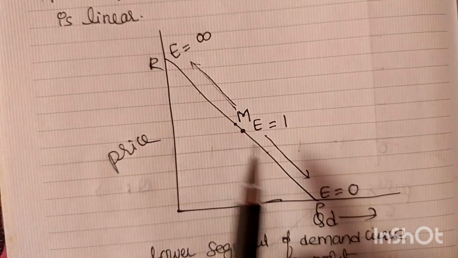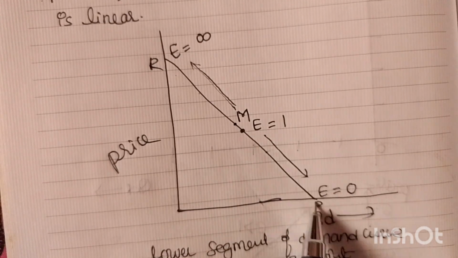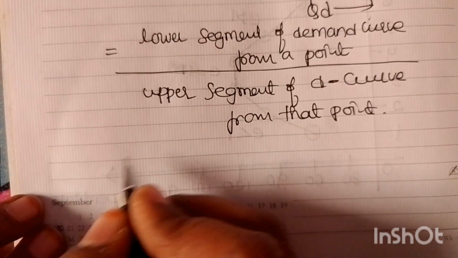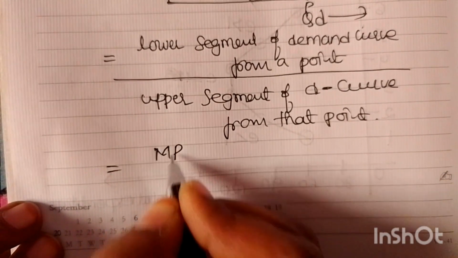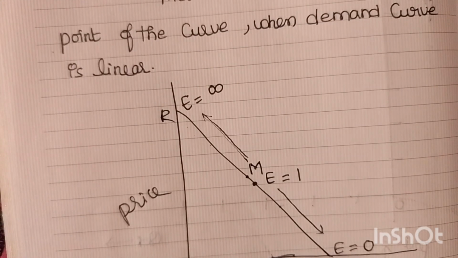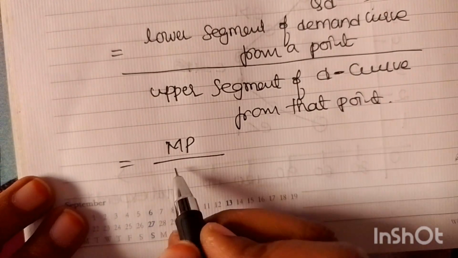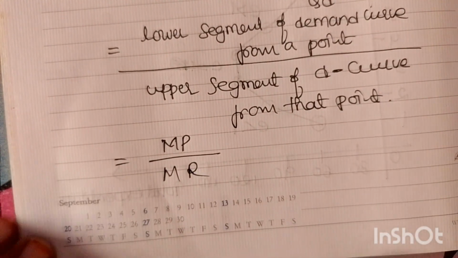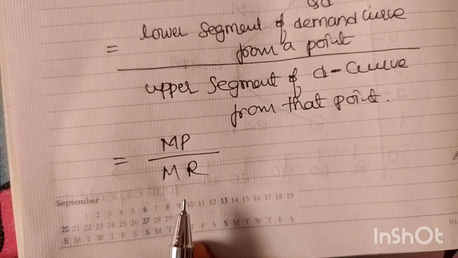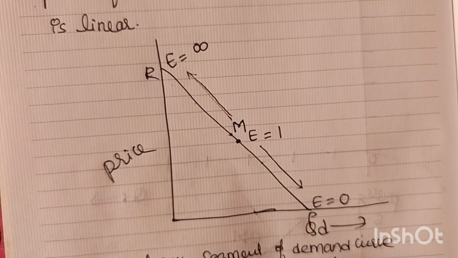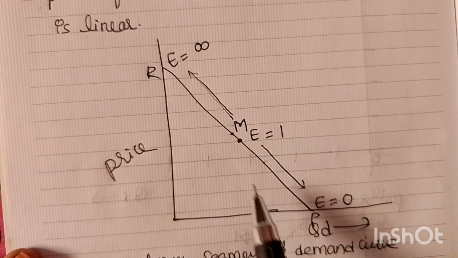So here the lower segment is MP, and what is the upper segment? That is MR. Okay, so this is the formula for point elasticity. So we will understand some points by using this graph.